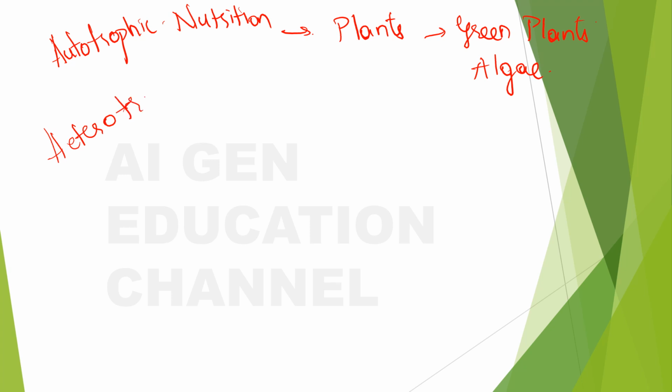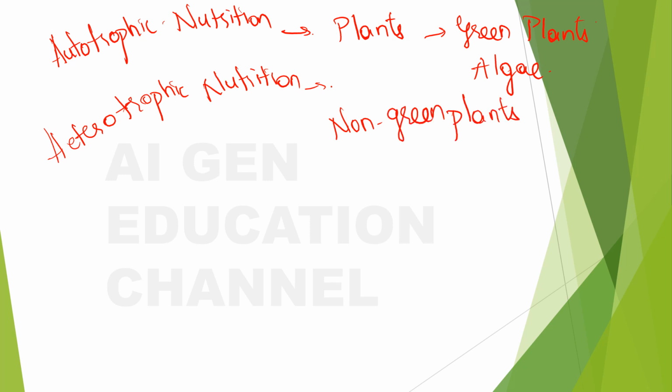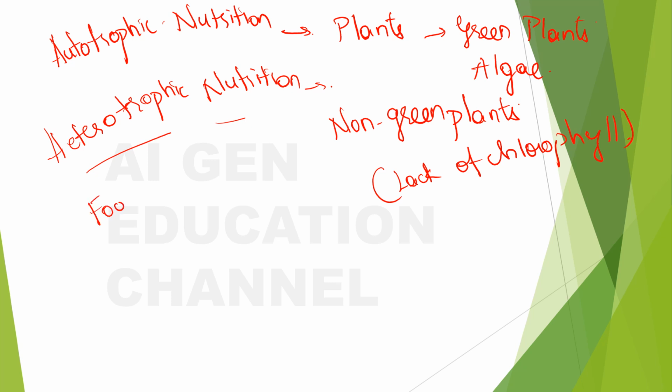So what about this heterotrophic nutrition? You can find this mode of nutrition in non-green plants. Why non-green plants? Just think. Non-green plants means there is no chlorophyll, right? Lack of chlorophyll means the plant doesn't have the capacity to trap solar energy, and so without solar energy it cannot produce its own food, right? So heterotrophic nutrition means the plants that are dependent on other organisms or other plants for their food or energy needs.